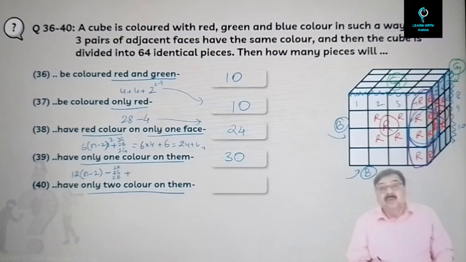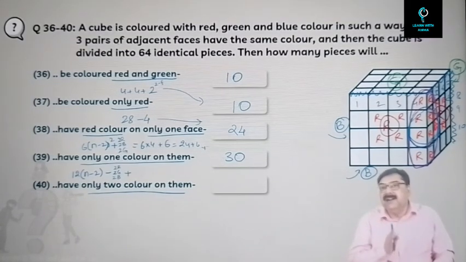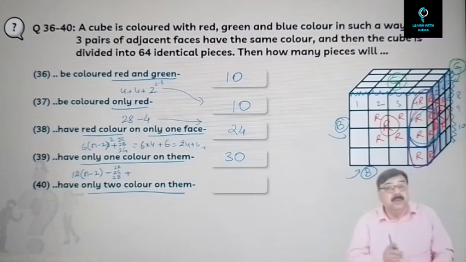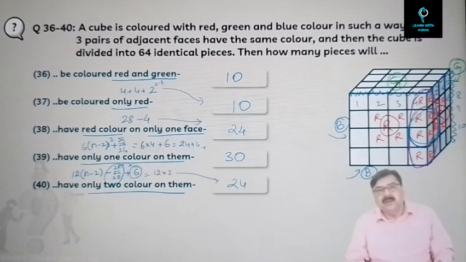Plus, you will add those 6 corner cubes which have 2 colors on them. Remember, those were red, red, green, red, red, blue, blue, blue, green, blue, blue, red, green, green, red, green, green, blue on the previous slide. So those 6 have only 2 colors on them. So 6 gone here, 6 cancel. So it shall be 12 into 2, which is 24. In this case, it remains the same. But for 125 cubes, for 216 cubes, it won't be the same.